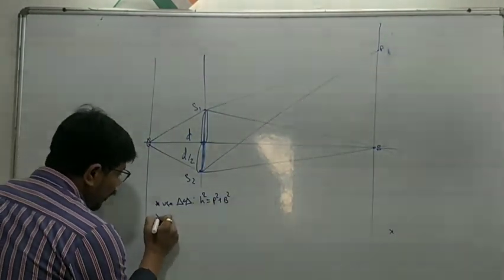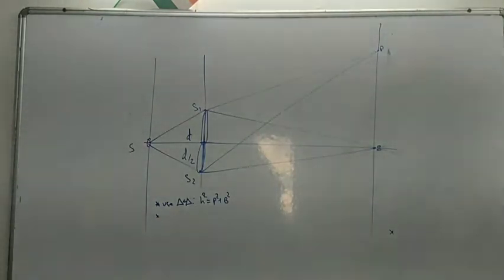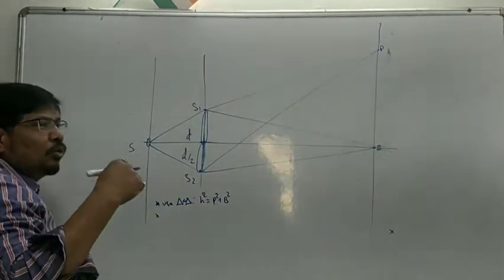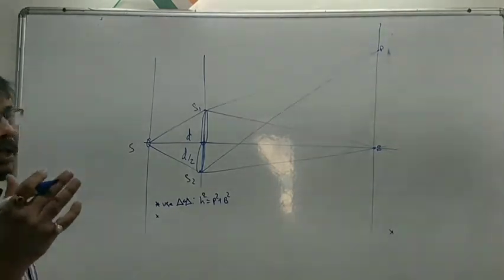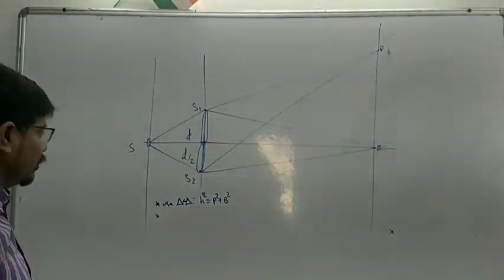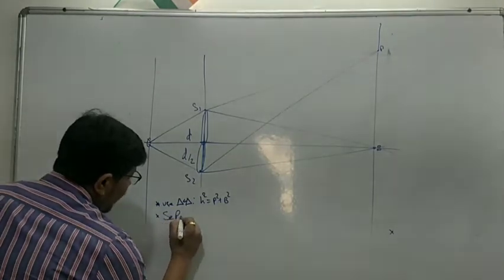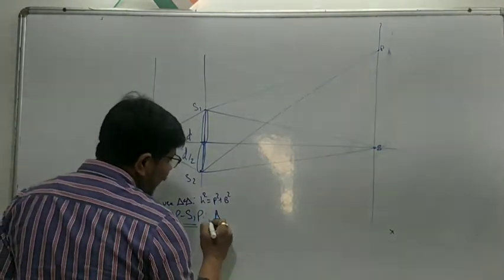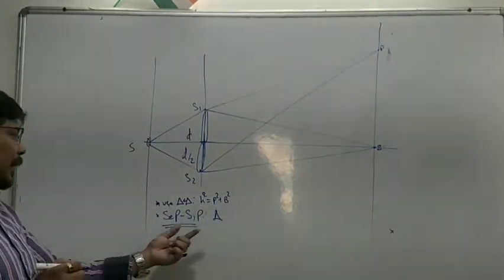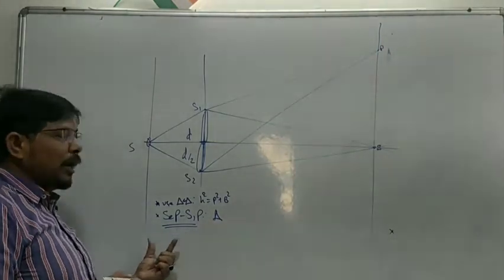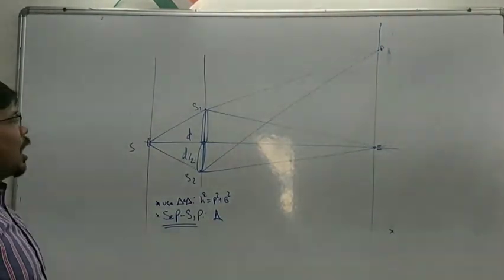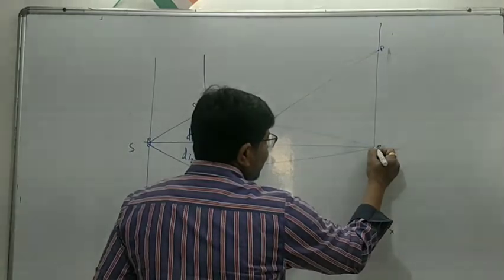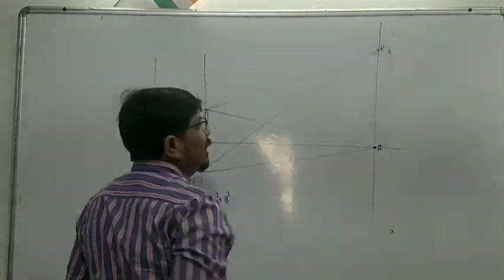Next point, you need to get the path difference, between S1P and S2P. S2P is the bigger path and S1P is the smaller path, and difference means subtraction. So you need to find S2P minus S1P, and the path difference can be represented by delta. You can either draw delta or write S2P minus S1P.